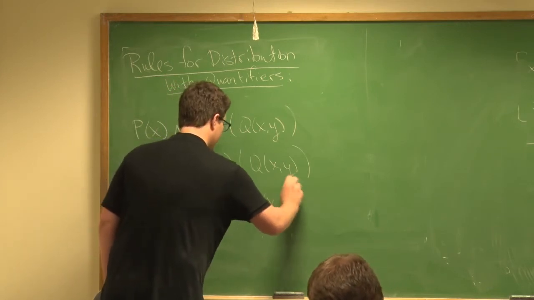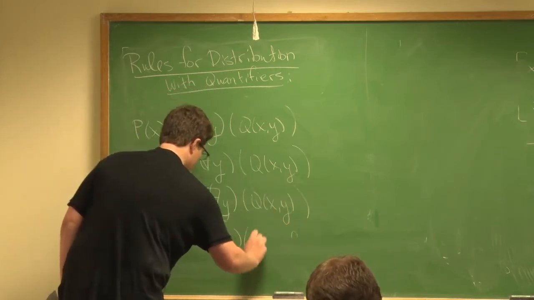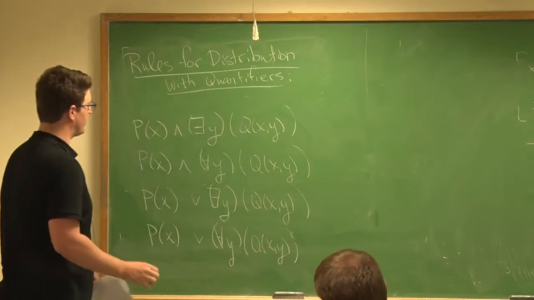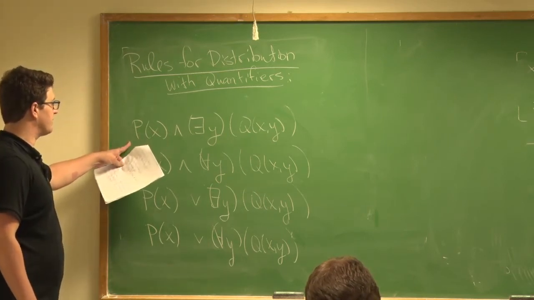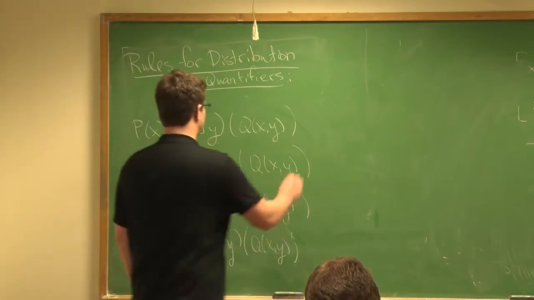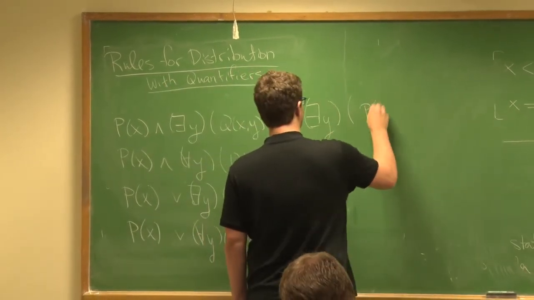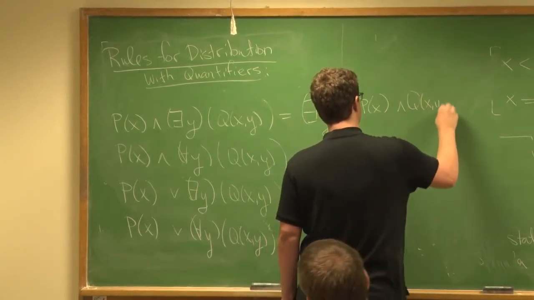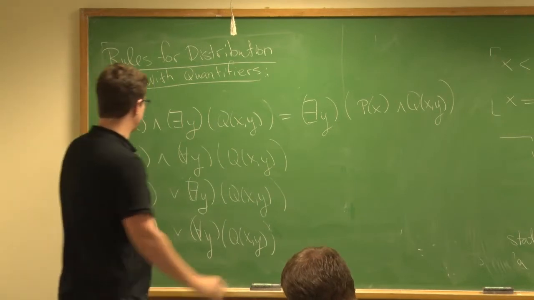And this is a general thing here. And then for all y, q of xy. And it doesn't matter the universe here. This is just a general thing. Okay? So this is the one that we just talked about. Okay? And it distributes the following way. So p of x and q of xy. Okay? So same thing with this one.